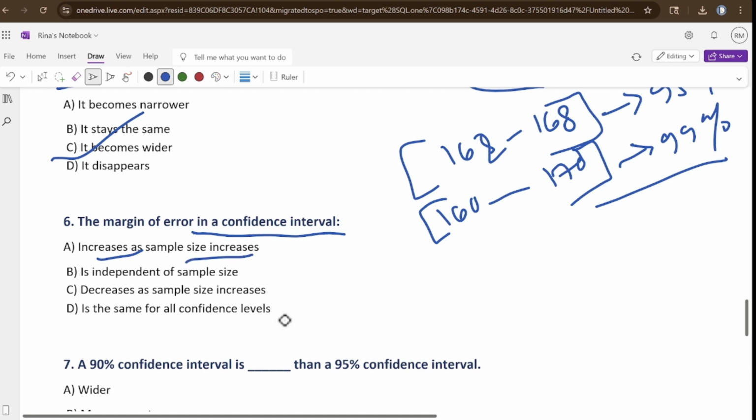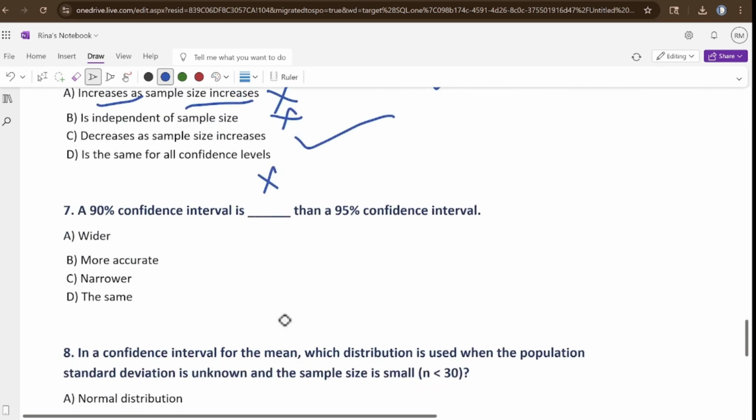Next question. The margin of error in a confidence interval increases as sample size increases. No, as sample size increases, margin of error decreases. It depends on sample size. It decreases as sample size increases. Exactly.